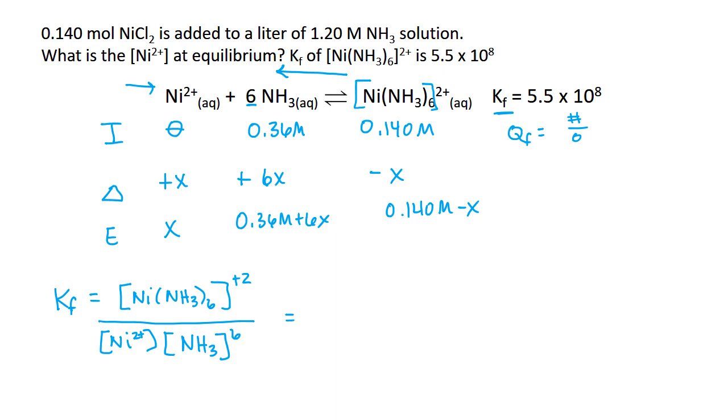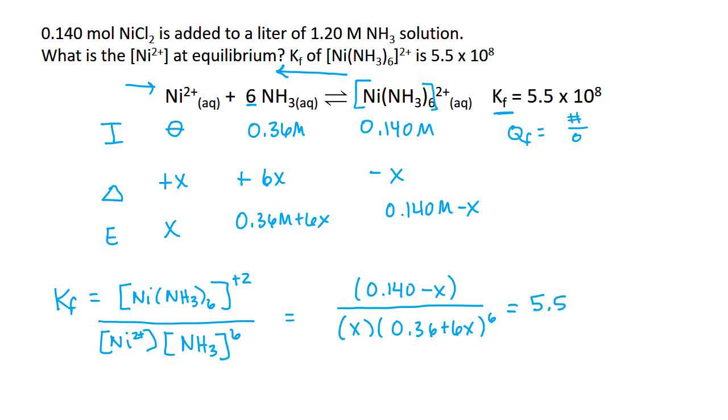Okay, so now I'm going to go through and actually put my numbers in. So Kf equals 0.140 minus x divided by x times 0.36 plus 6x to the 6th equals 5.5 times 10 to the 8th.